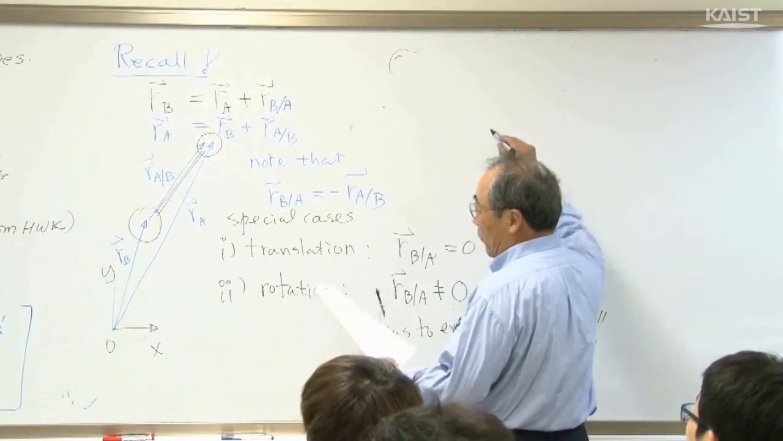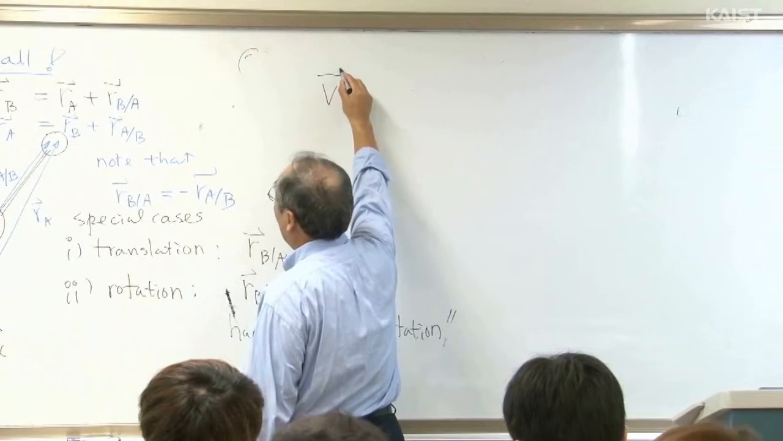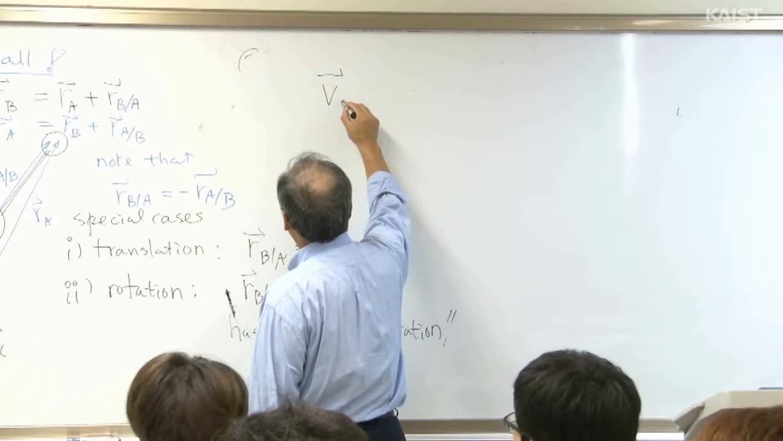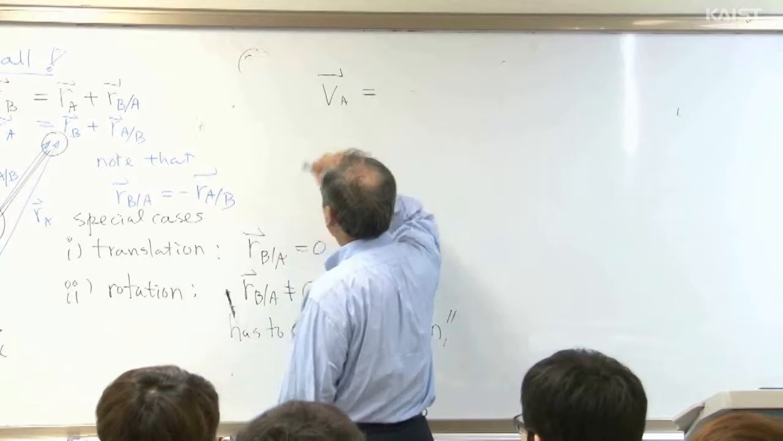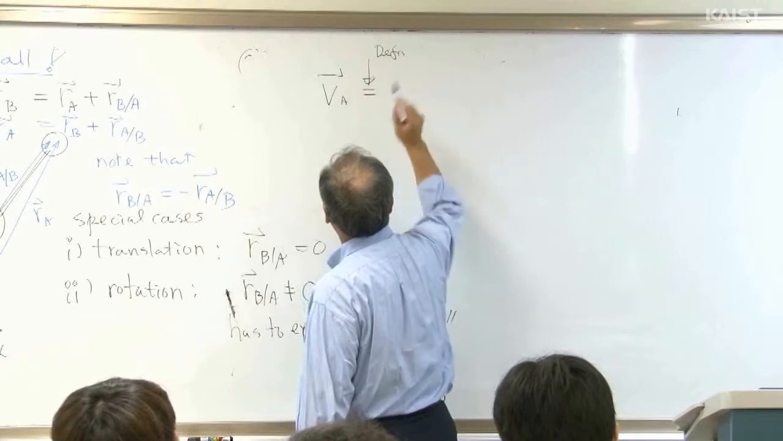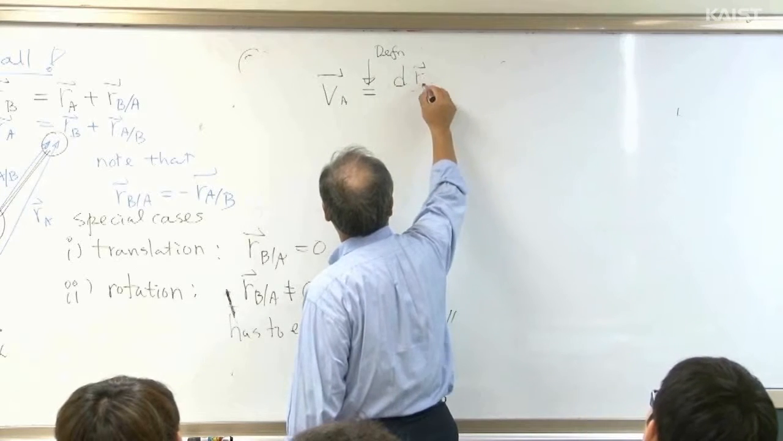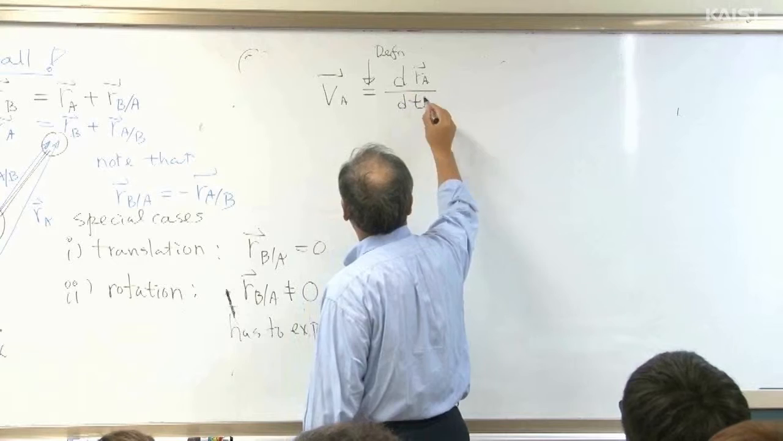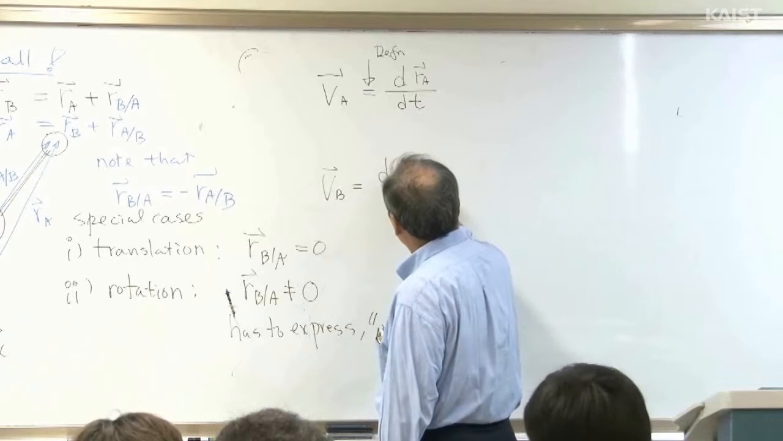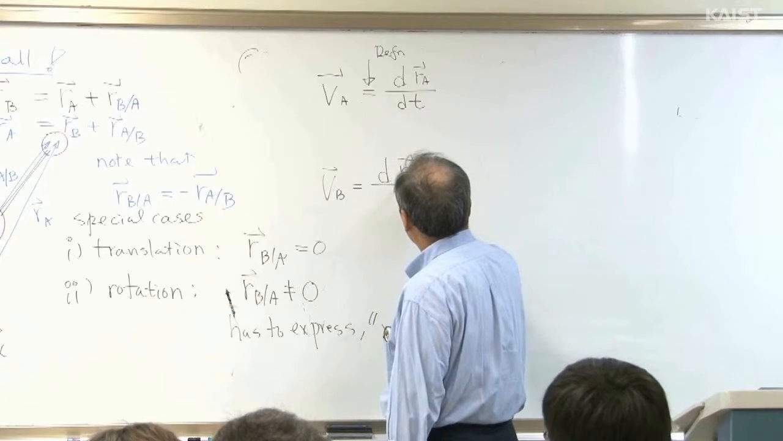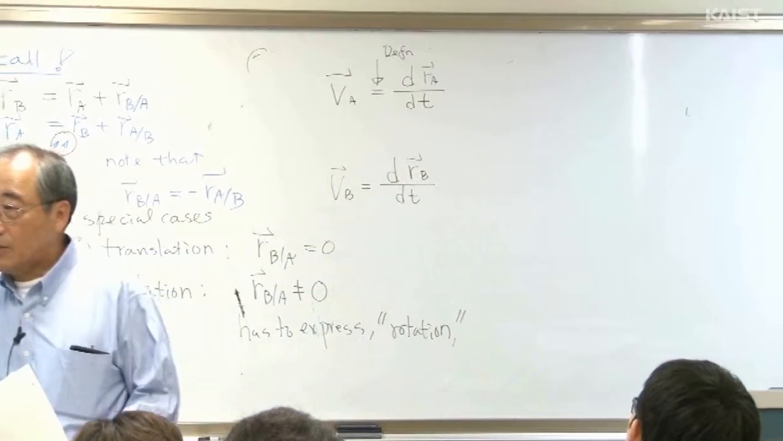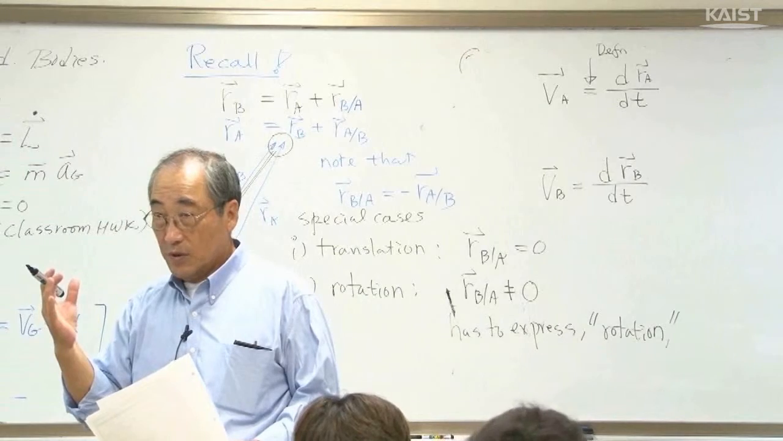Okay, for this case, I can write the velocity of, for example, B, velocity of A is equal to, by definition, I can write this is dRA/dt. Or velocity of B, which is a vector, is the rate of change of position vector with respect to time. That is absolutely correct because that is the definition. No further argument.